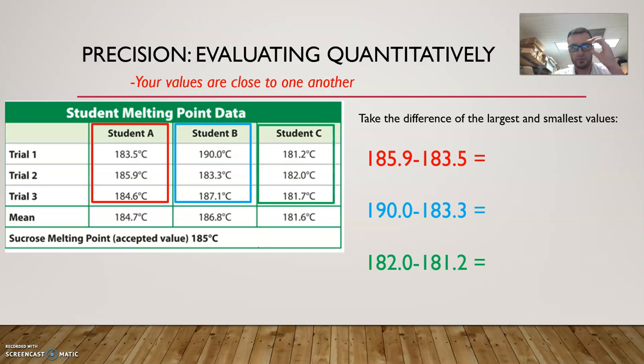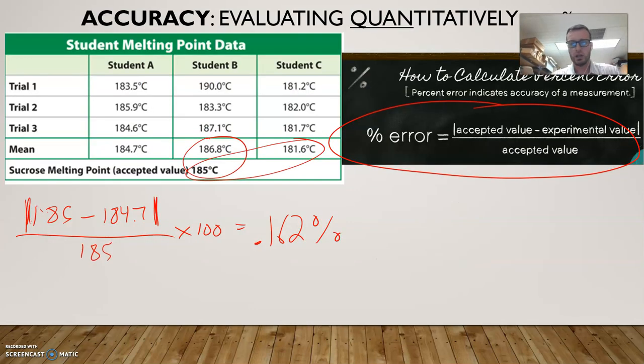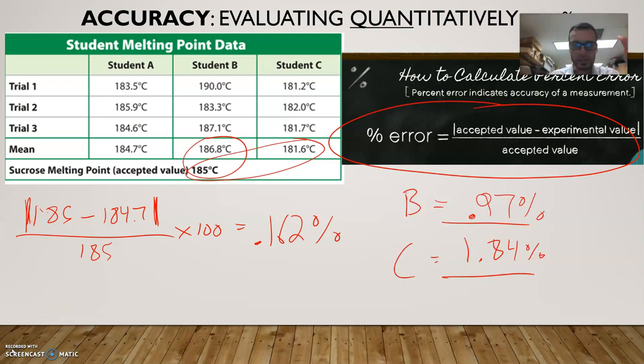All right. Let's take a look at precision. Oh, you're dying to know the answers. Hold on, let me put them up here for you. All right, and since I know you're on the edge of your seat, if we look at student A, their percent error for this experiment was 0.162%. Remember, the lower the better. Student B's percent error was 0.97%, and student C's percent error was 1.84%.